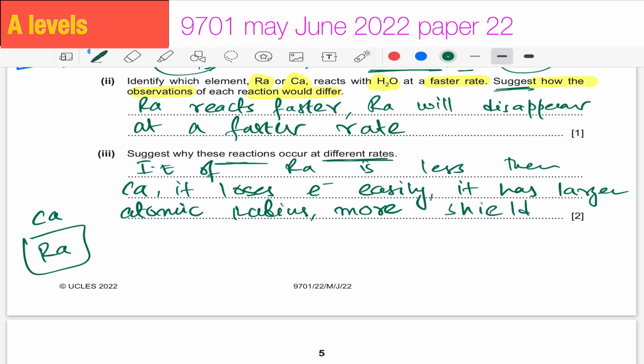So there are more inner shells between the radium nucleus and its valence electron. So they cause more shielding, more repulsion to the valence electron, and it becomes easier to remove an electron from the valence shell of radium as compared to calcium. And that's why radium is more reactive than calcium.